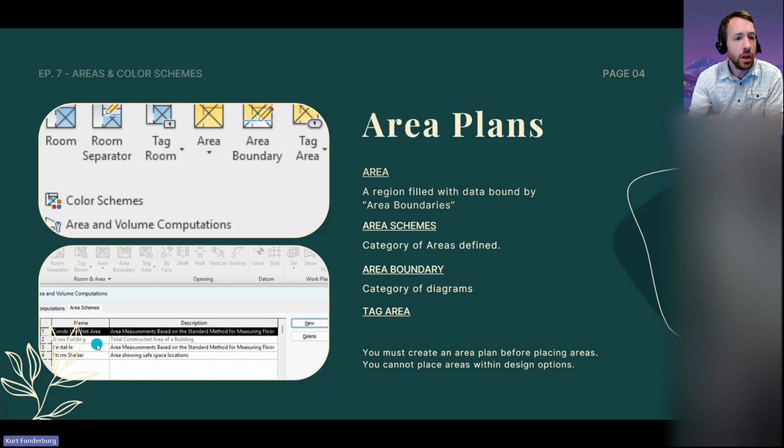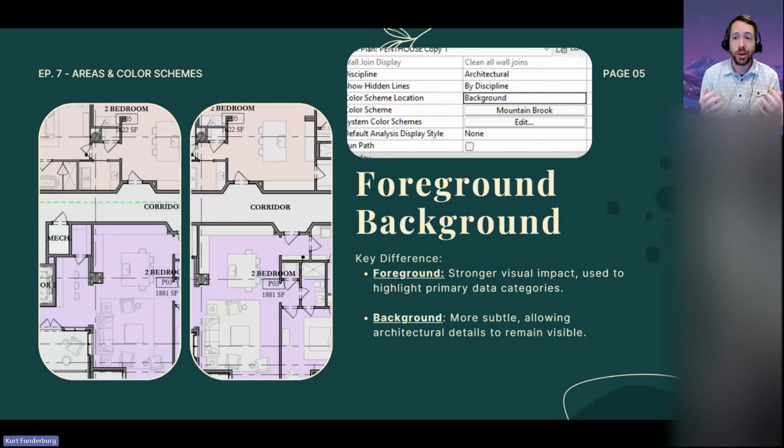And so a big part of how area plans work is that we can create a color scheme for them. With that color scheme, we can have it in the foreground or in the background. Sometimes it's beneficial to just show it as a colored diagram, or sometimes we want to see the furniture within that space. That really allows us to better see the diagram of here's the unit plan, and here's the square footage within that. So there are ways that we can adjust how that color scheme is presented, whether in the foreground or the background.